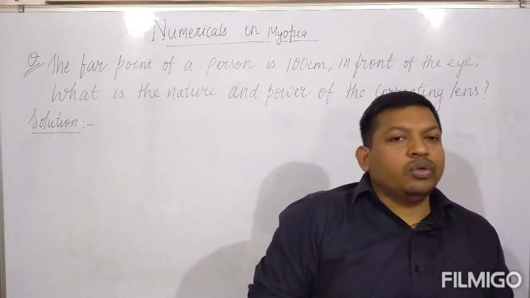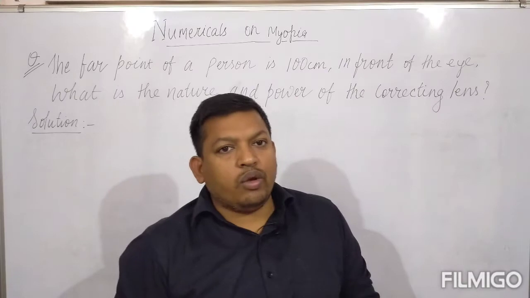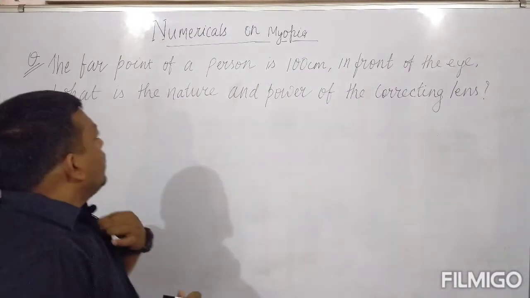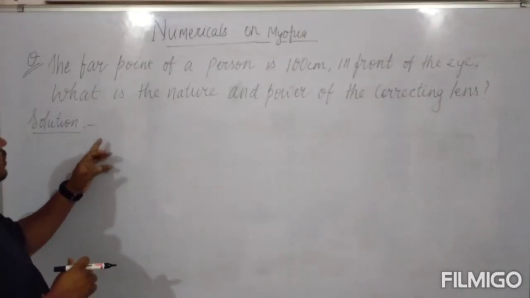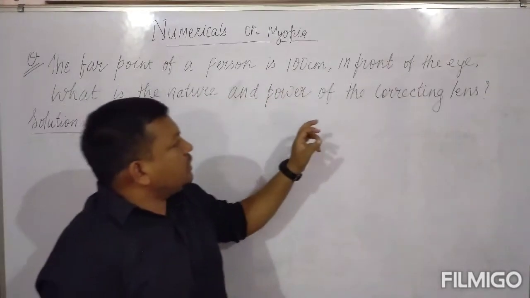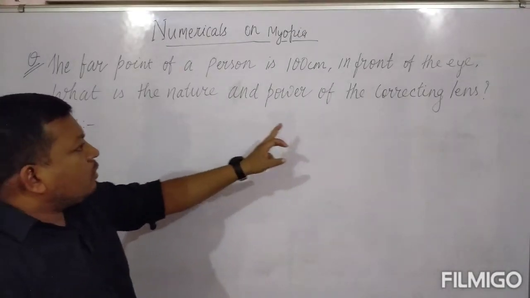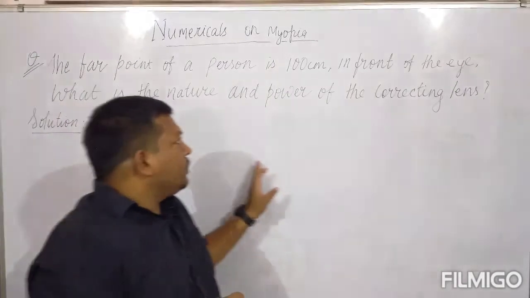Today I have brought some numericals based on myopia. So without wasting much time, let us start. The first question is that the far point of a person is 100 centimeter in front of the eye. What is the nature and power of the correcting lens?